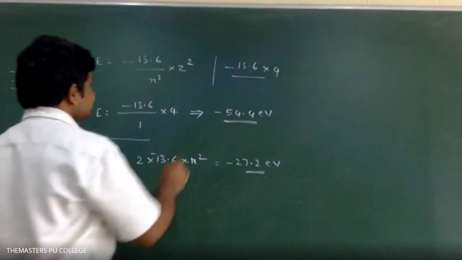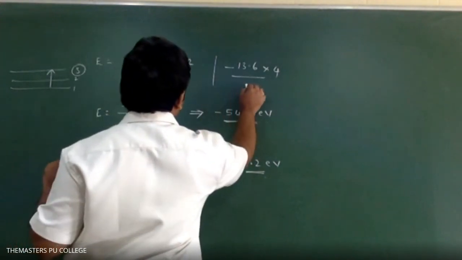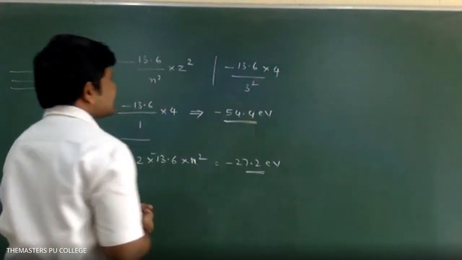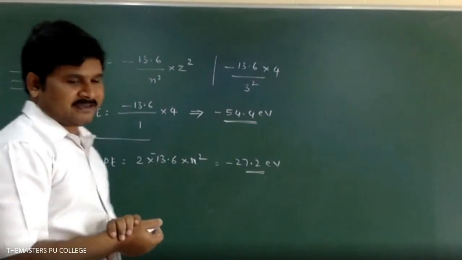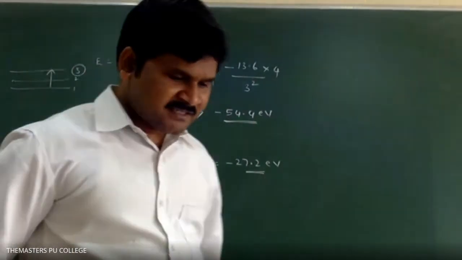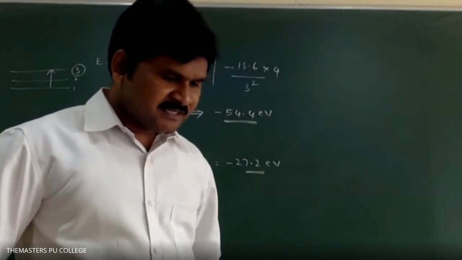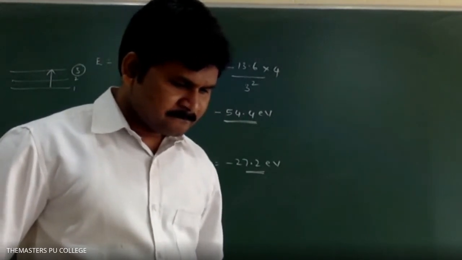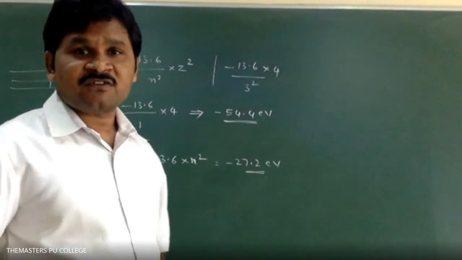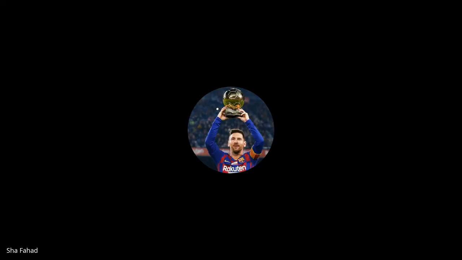We have to take n equal to 3, then 3 square. So 13.6 into 4 by 9. How much will you get? 6.04. Minus 6.04. That will be the answer.